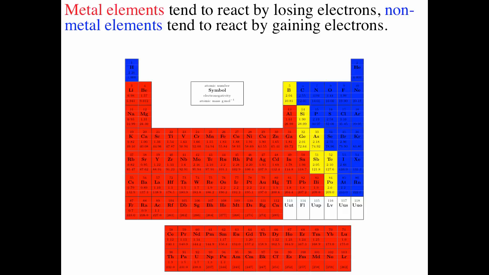And so in the red, you have the metals. They tend to react by losing electrons. They have lower ionization energies. The blue are the nonmetals. They tend to react by gaining electrons. They have more positive electron affinities. And so typically, a metal plus a nonmetal will result in an ionic compound because there'll be a transfer of electrons from the metal to the nonmetal.